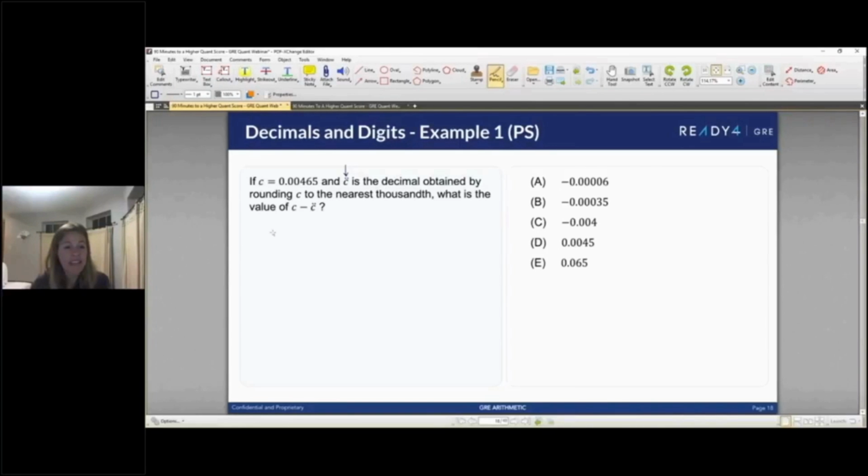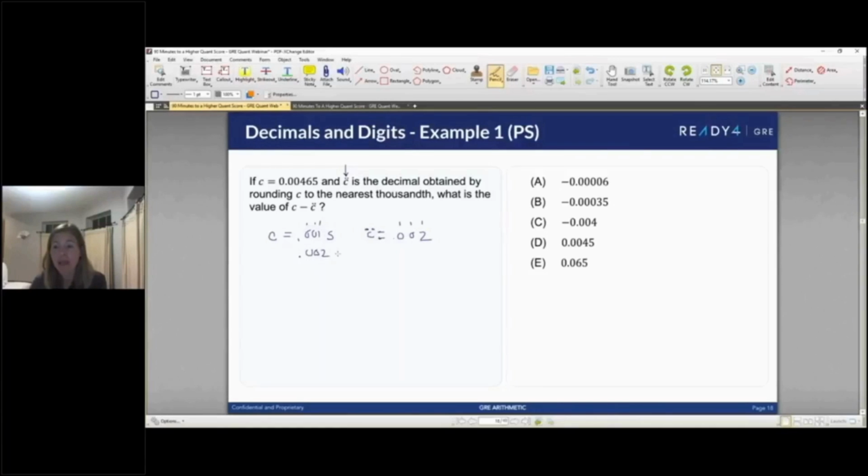Why was C dot, when we had C is equal to 0.0015, C dot equal to 0.002? Because we're rounding to the nearest thousandth. So tens, hundreds, thousandths. Okay, we're going to round this number to the nearest thousandth. So that would give us 0.002. So that's why we write 0.002.